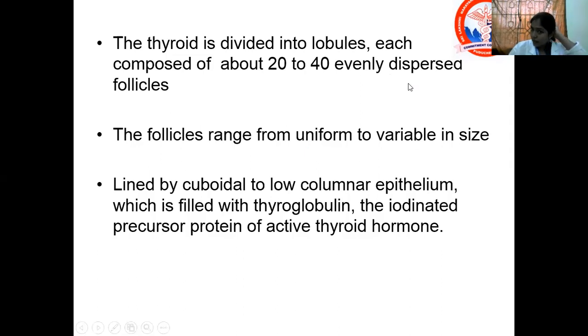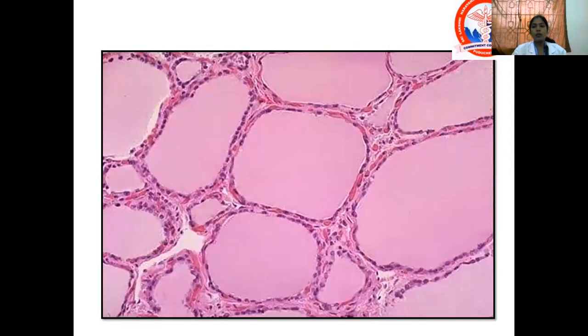The thyroid is divided into lobules. Each is composed of about 20 to 40 evenly distributed follicles. The follicles range from uniform to variable in size, and they are lined by a cuboidal to columnar epithelium and filled with thyroglobulin, the iodinated precursor protein of the active thyroid hormone. This is the histopathological picture of the thyroid, where you can see the follicles lined by low columnar to cuboidal epithelium, and the follicles are filled with colloid.